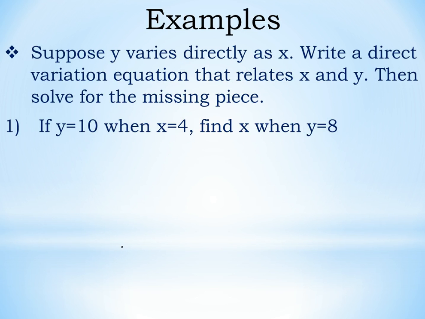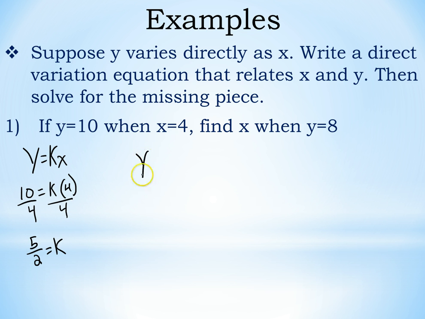Suppose y varies directly as x. Write a direct variation equation that relates x and y, then solve for the missing piece. What we want to do is use the first information, y equals 10 and x equals 4, to solve for k. We're all basing this off y equals kx. So y equals 10, and x is 4. We divide both sides by 4 to solve for k, and we get 5/2 for k. So our equation would be y equals 5/2 x. This would be my direct variation equation for this particular situation.